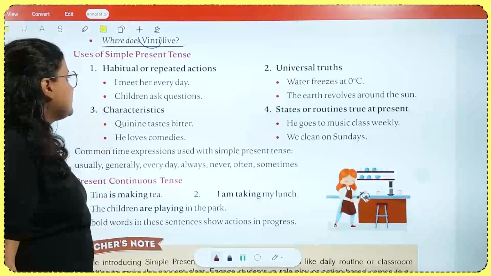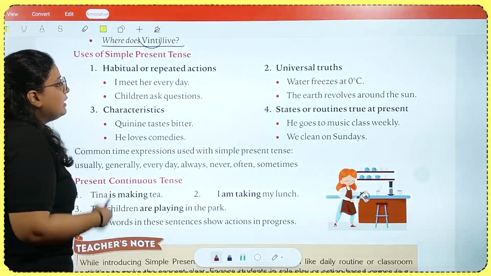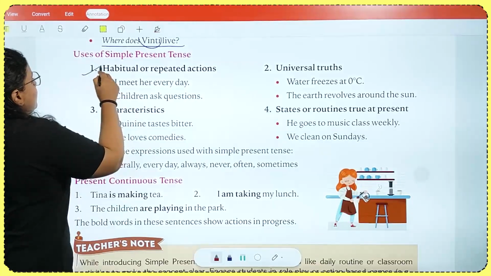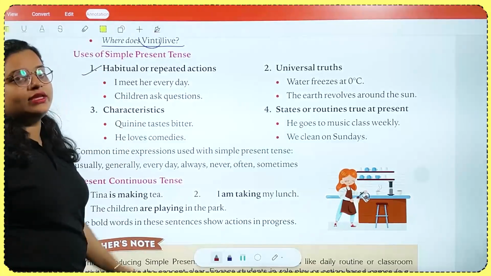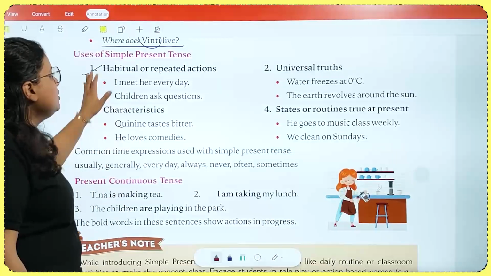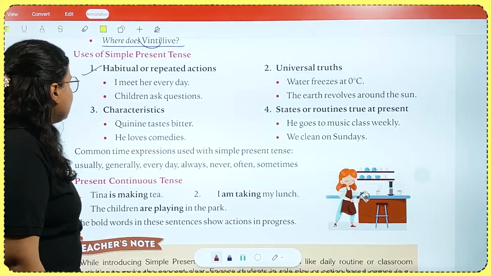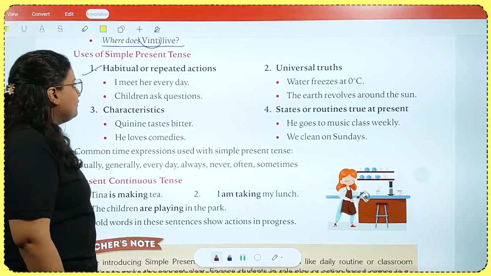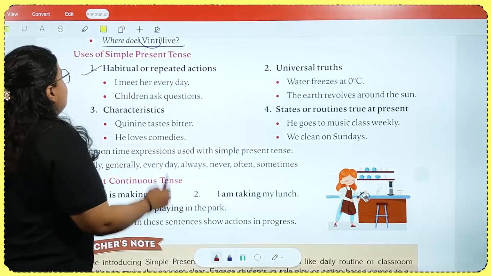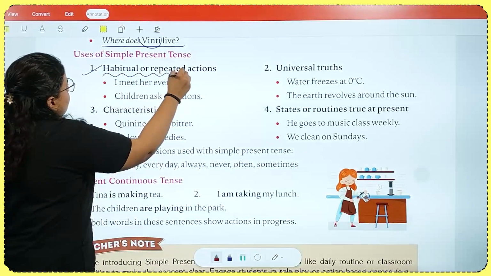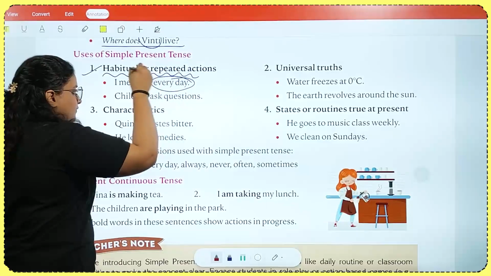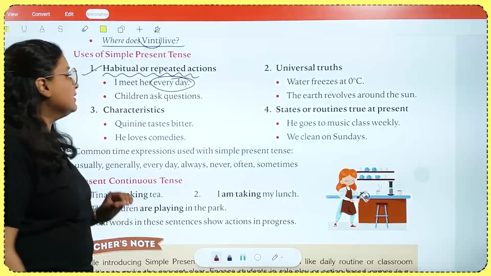Uses of simple present tense. Where are they used? Habitual or repeated action. If there is a habitual or repeated action, you will use simple present tense. I meet her every day. So it is a habit. This is being repeated every day. हर रोज की बात है.